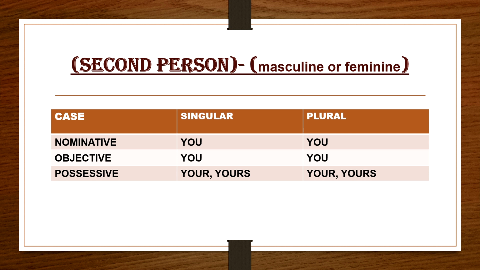Now, for second person, be it masculine or feminine, for nominative case, that is your subjective case, you is used both in the singular as well as in the plural form. For objective case, again you is used both in the singular as well as in the plural form. Now, for the possessive case, your/yours is used in the singular form and in the plural form your/yours is used. So, again it is the same.